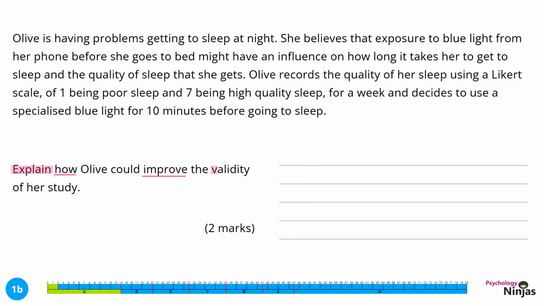In addition to that, the focus of this question is validity, which means we need to improve the accuracy of this study, or how the researcher has measured what they intended to measure, or improving that measurement strategy. We get 1 mark for our improvement in context, our what and our how, and a further mark of justifying why that improves validity. Let's have a look at an answer.